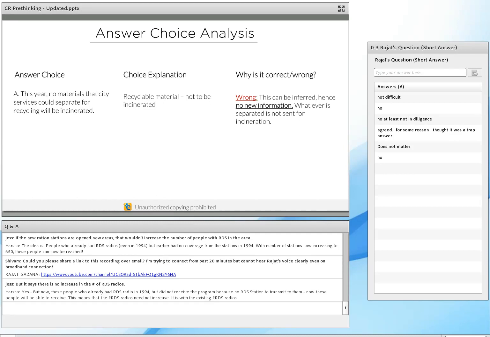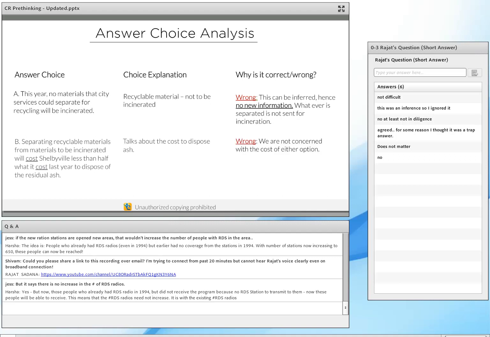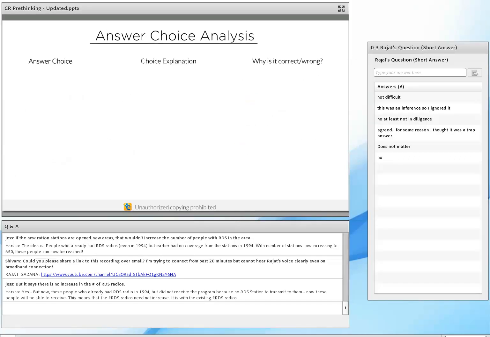Okay, why is this wrong? Because it doesn't provide any new information. This can be inferred from the argument, where the author says whatever is separated is not sent for incineration. Choice B talks about the cost. We don't care about cost. So choices A and B, not many people chose.